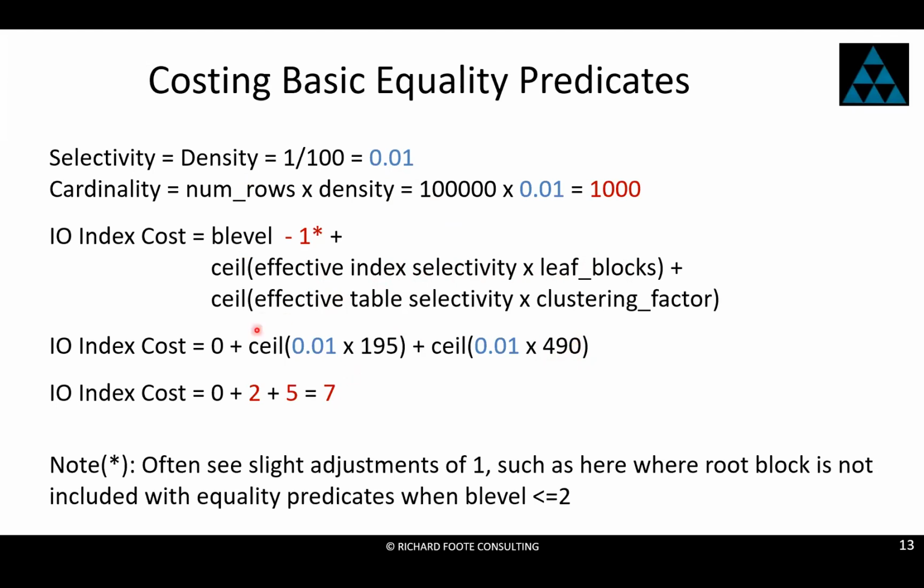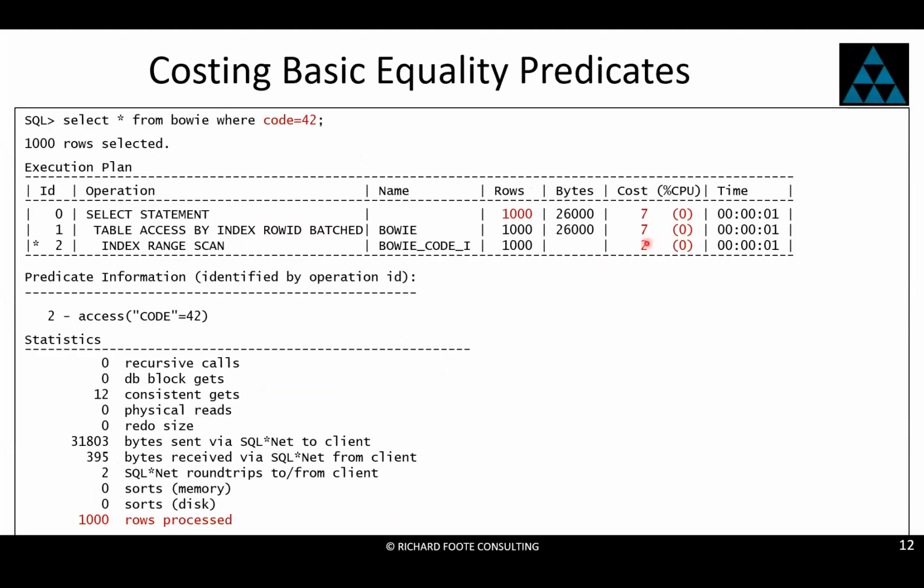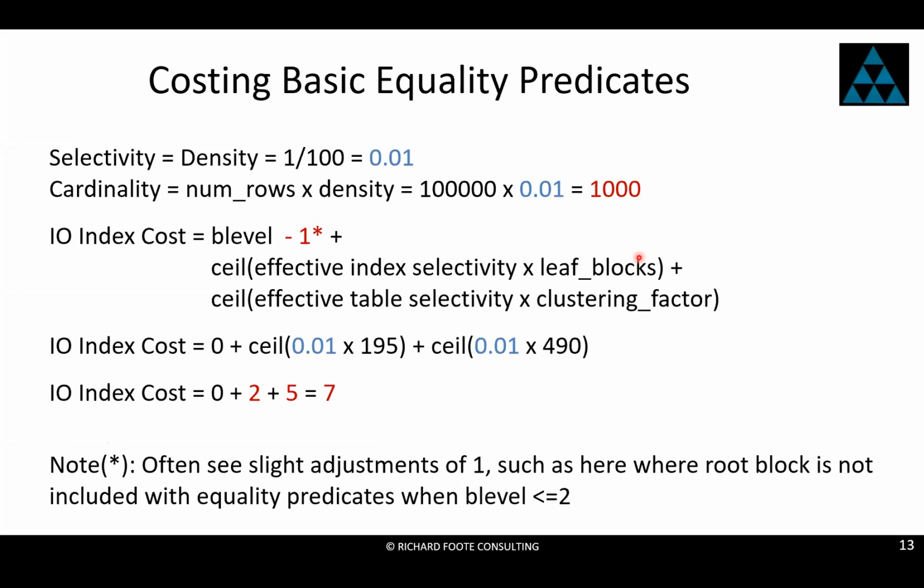So therefore, the cost is the B level. Now, because the B level is 2 or less, Oracle ignores what's called the root block. The first block we forget about. So effectively, it's 1 minus 1, which equals 0. Then we add the cost of using the index. It's 1% of the 195 leaf blocks. That equals 2. So this is where this number 2 comes from. It's 2 blocks, says Oracle, roughly of the index we need to read.